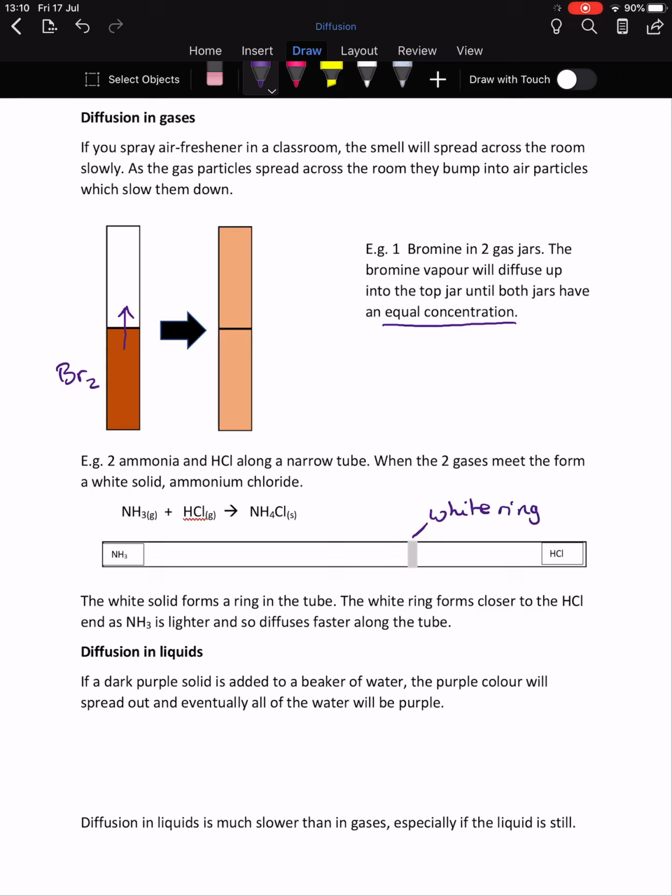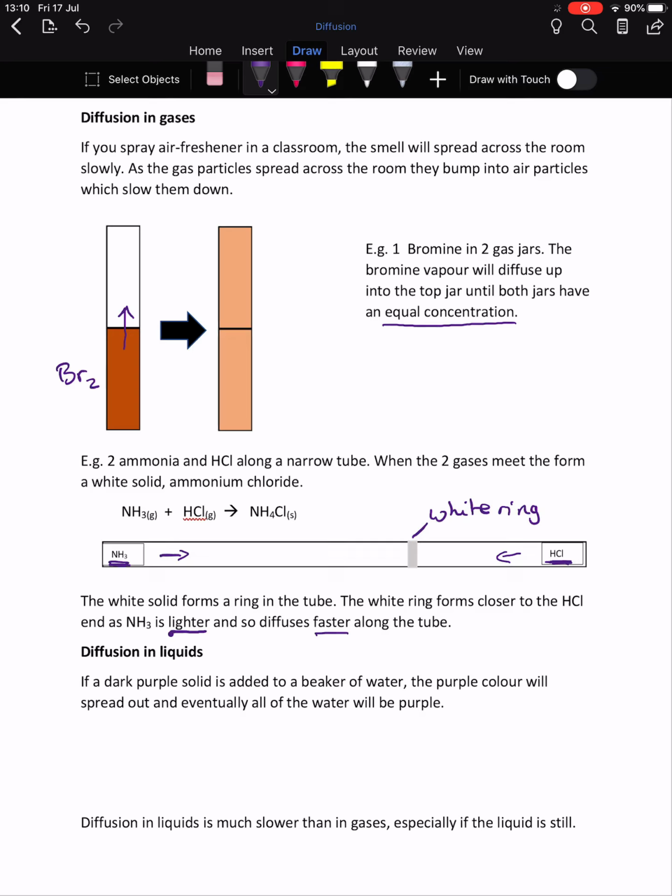So what we've done is at this end of the tube we've put some cotton wool soaked in HCl, and at this end of the tube some cotton wool soaked in ammonia. The two gases diffuse along the tube until they meet. You will note that the white ring has formed closer to the HCl end. This is because NH3 is a lighter gas and therefore it diffuses faster along the tube.